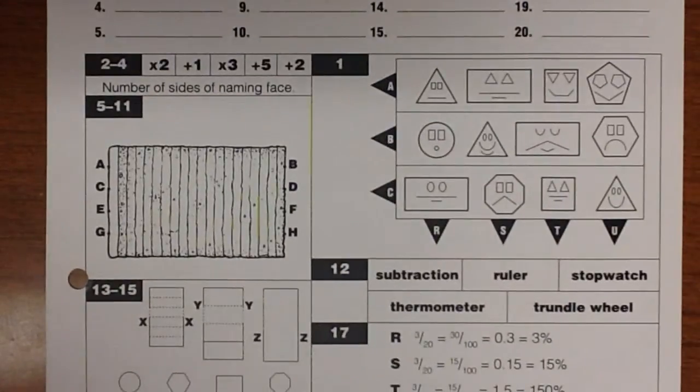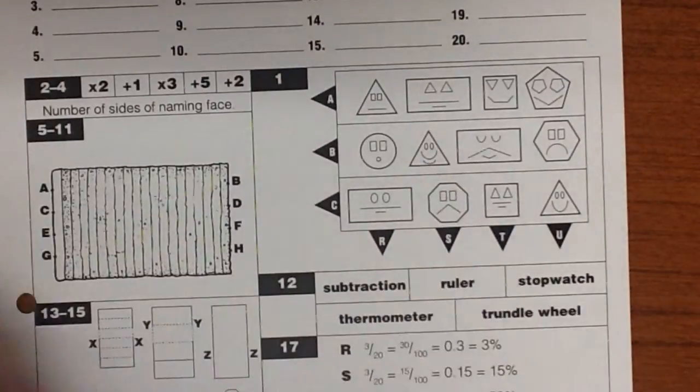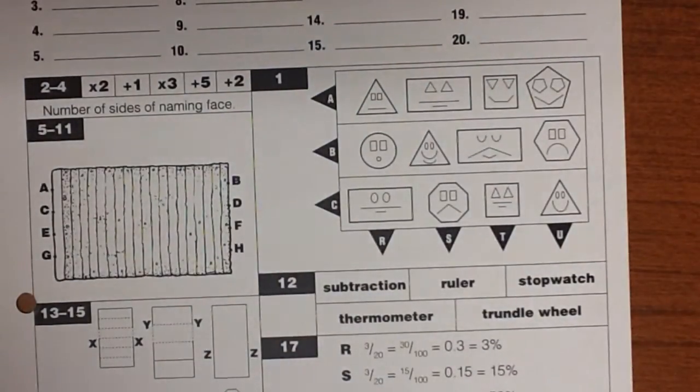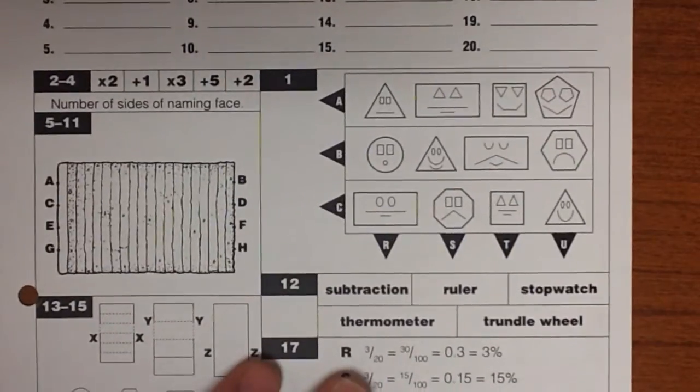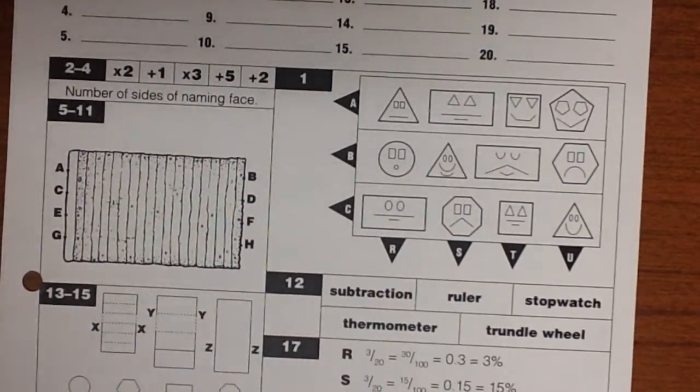Last 12. Number 1. All of the things in group A are blugs. None of the things in group B are blugs. Which two things in group C are blugs?